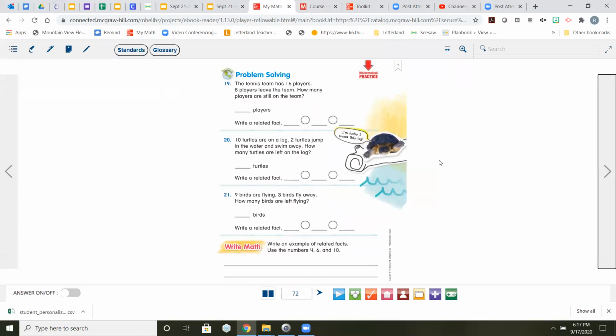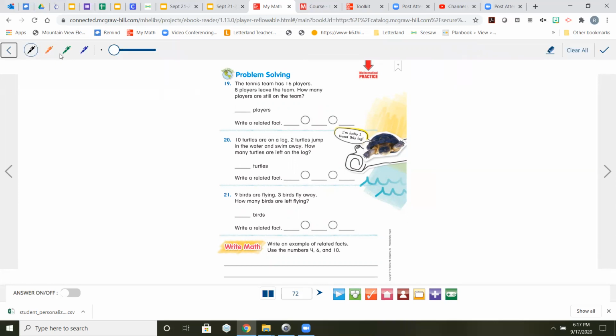Let's go to problem solving. All right. I'm going to do number 19 with you because I want you to focus on what I do so that you'll do the correct operations and things that you need to do with yours. So let's look at number 19.